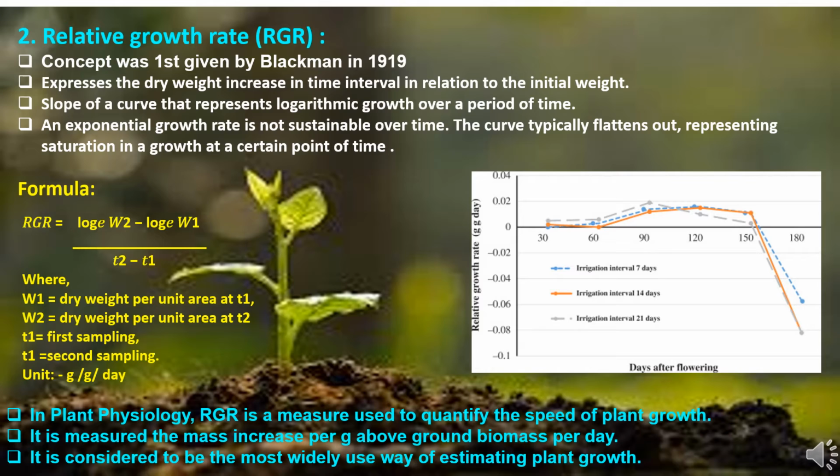In plant physiology, relative growth rate is a measure used to quantify the speed of plant growth. It measures the mass increase per above ground biomass per day. It is considered to be the most widely used way of estimating plant growth.